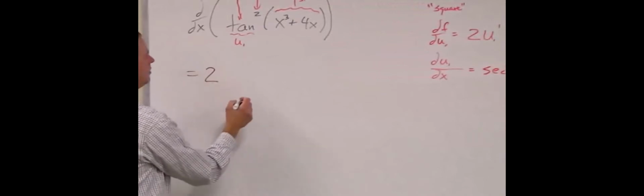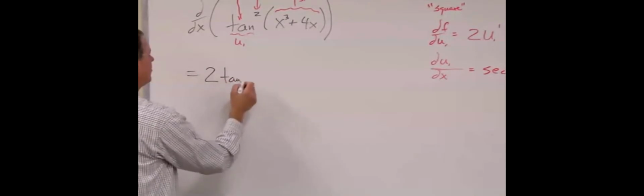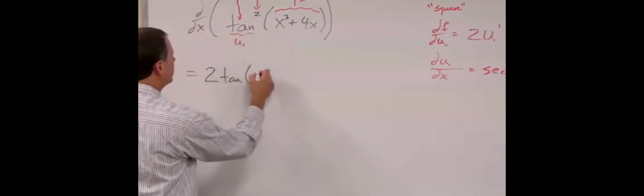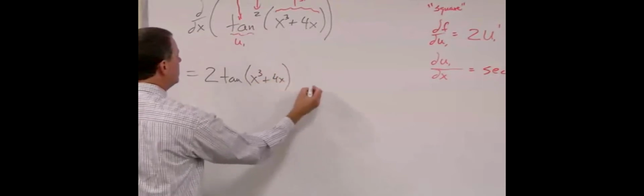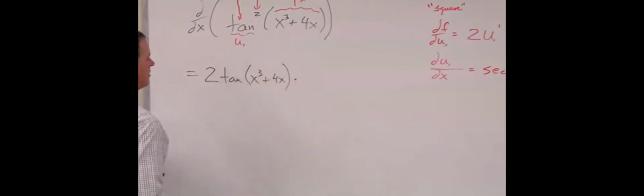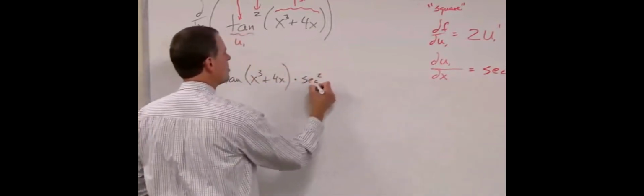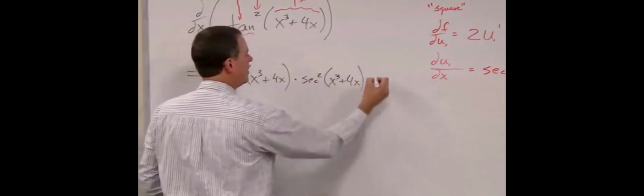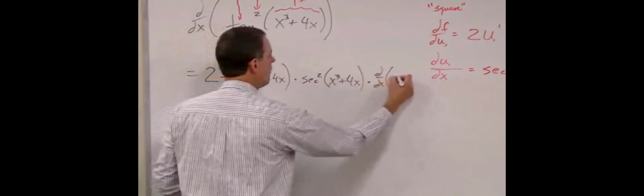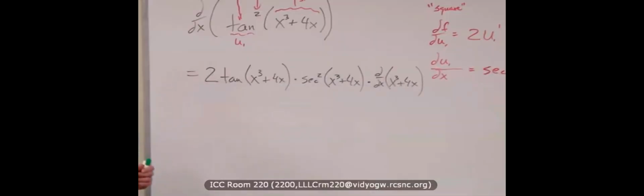So this is equal to 2 times tangent to the first power of what's already there, x cubed plus 4x, times the derivative of the tangent, which is secant squared of x cubed plus 4x, times, now I have to do a derivative of the inside stuff. Wait, is he already layering the chain? Now we're doing the chain right now. This is a 3-level chain instead of a 2-level. We're already tripling the chain?